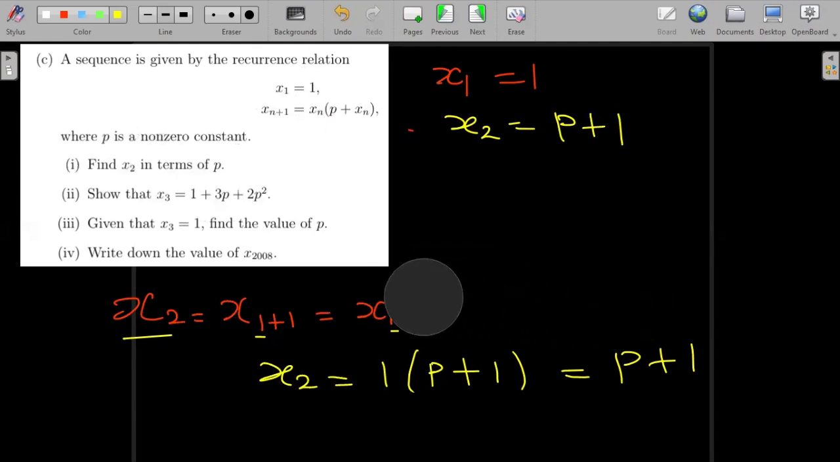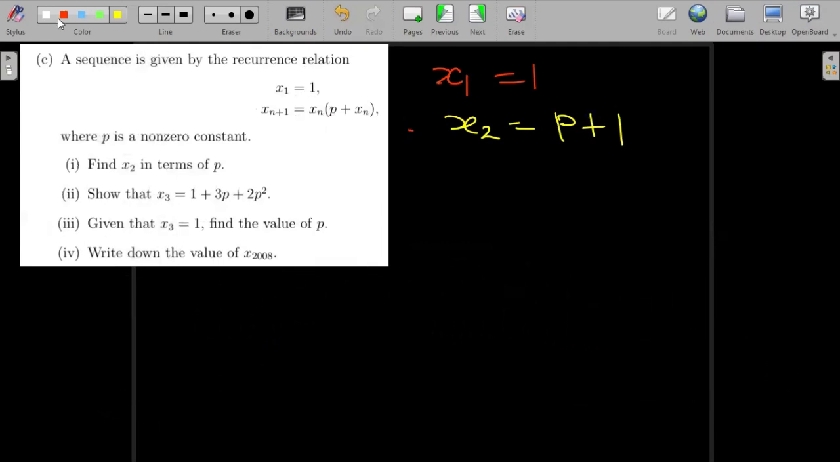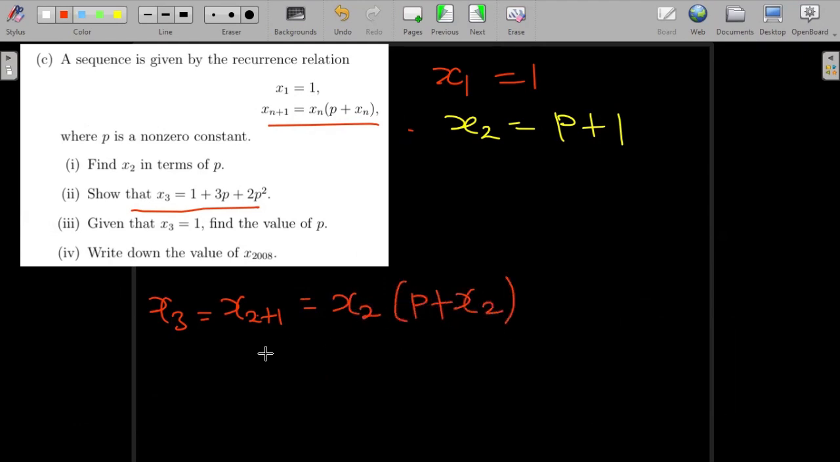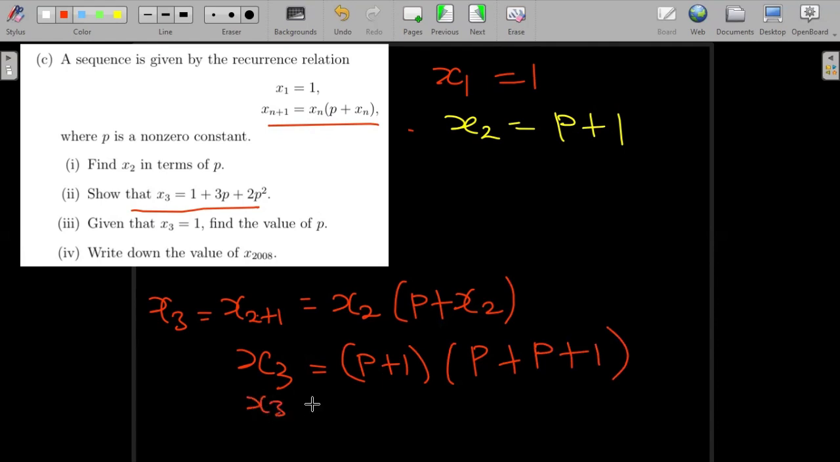Let's find the other question. They're saying show that x3 is equal to this. So x3 will be equal to x(2+1), so that I make it in this form. Now my n is 2. So this will be equal to x2 times (p plus x2). So x3 is equal to x2, which is p plus 1, and then I have p plus x2, which is p plus 1. So this will give me x3 is equal to (p plus 1) times (2p plus 1).